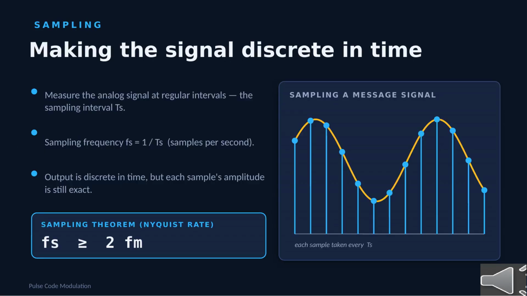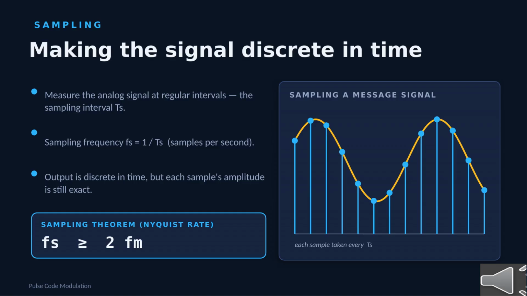Let us start with the first step, that is sampling. In sampling, we take the value of the analog signal at regular time intervals. The time gap between the two samples is called the sampling interval, that is given by Ts, and the number of samples taken per second is the sampling frequency Fs.